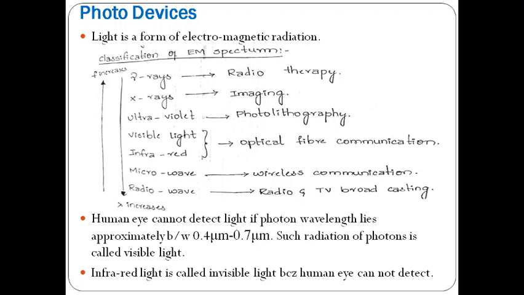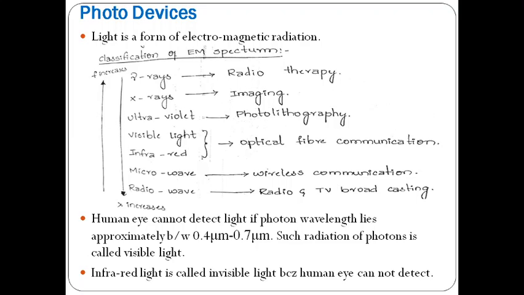Visible light and infrared light, these two waves are used in optical fiber communication. So here we are sending the information through these two lights, visible light and infrared light. And next, microwaves are used in wireless communication, like our mobile communication. And radio waves, we are using in TV broadcasting and radio signal broadcasting.